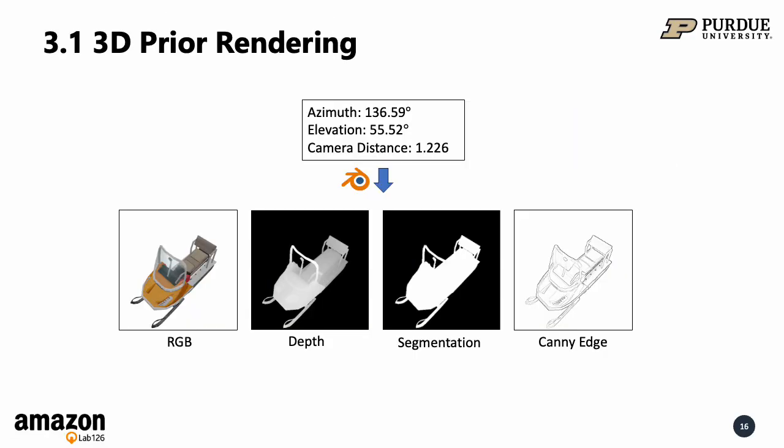For the 3D rendering step, we use Blender as our renderer. We define the following camera object relation parameters: elevation angle, azimuth angle, and distance between object and camera. Given these parameters, we render multiple visual priors from the 3D assets: RGB images, depth maps, Canny edges, and segmentation masks. These multiple priors will collectively serve as conditions for the control image generation in the next step.